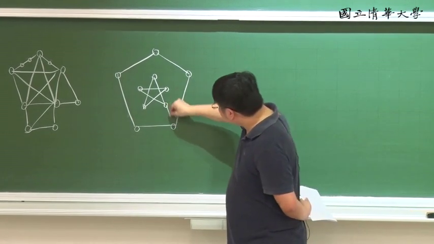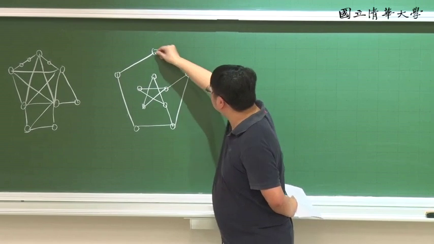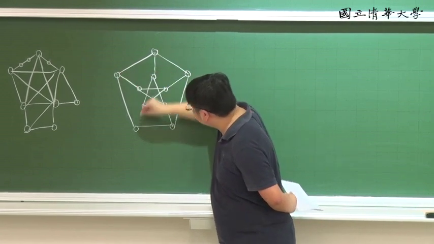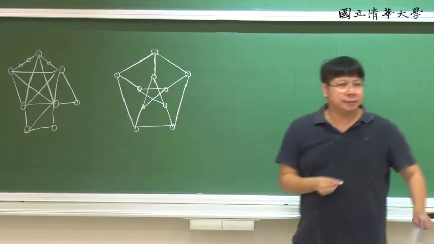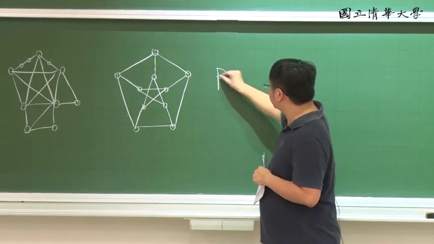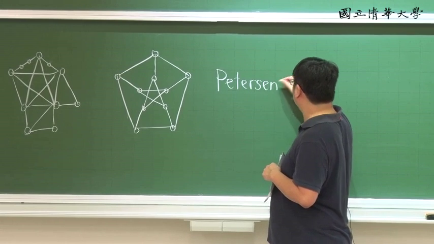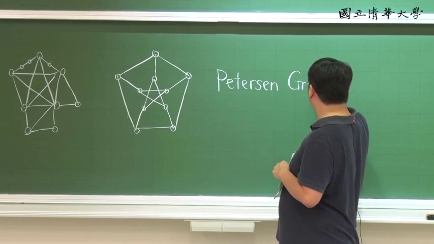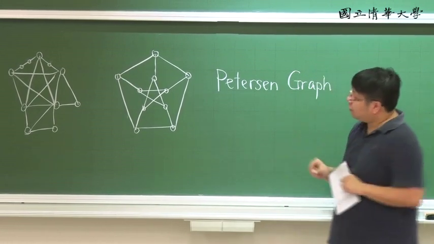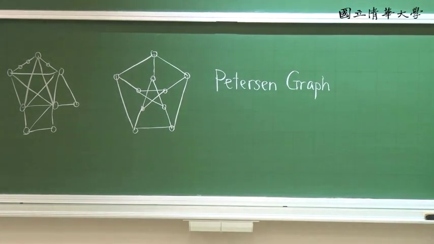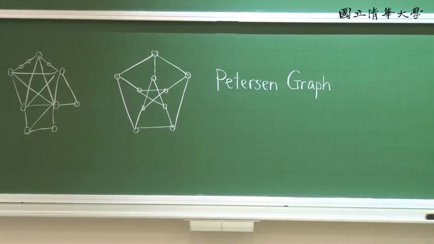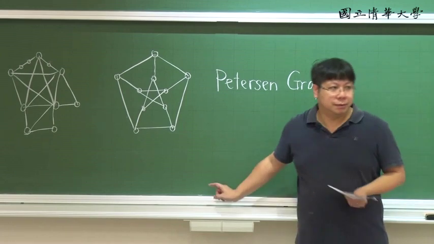And then we join these two, we join these two, and we join these two. Is that okay? So this graph is called the Petersen graph. And in fact, this Petersen graph is not planar. It is non-planar. And then how can we show that?